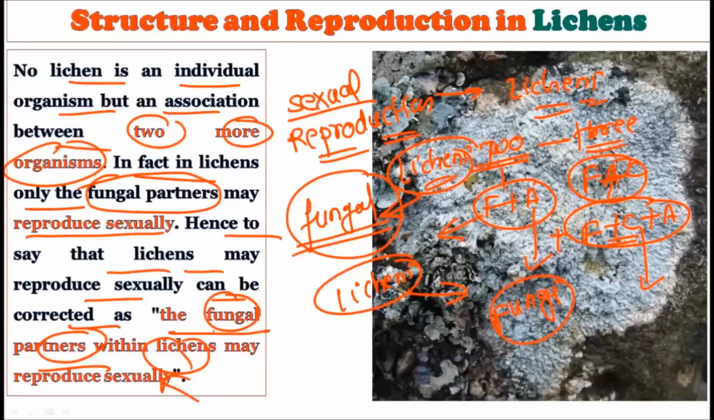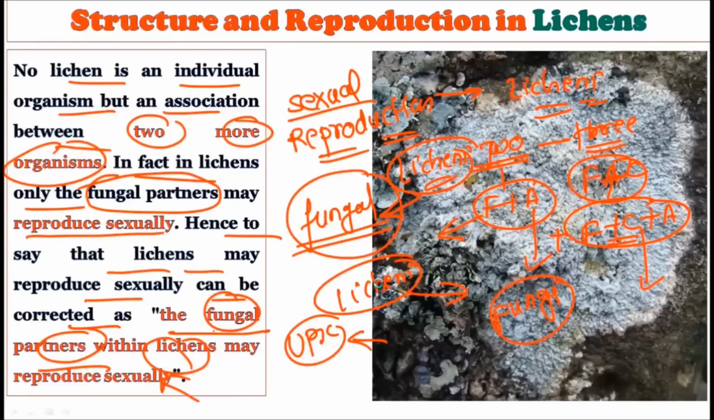Very, very important. In the UPSC mains examination, when you write about sexual reproduction, you should strictly mention that whenever we talk about sexual reproduction in the lichen, the one reproducing sexually is only the fungal partner and not the photobiont partner, not the photosynthetic partner.